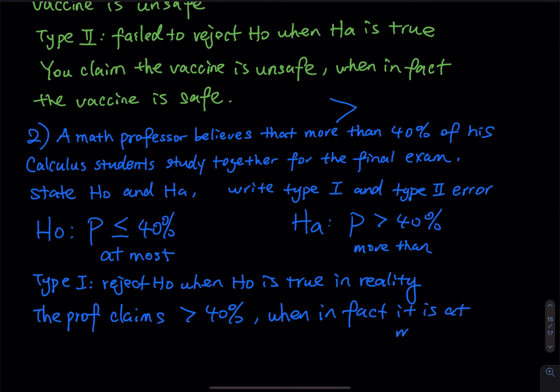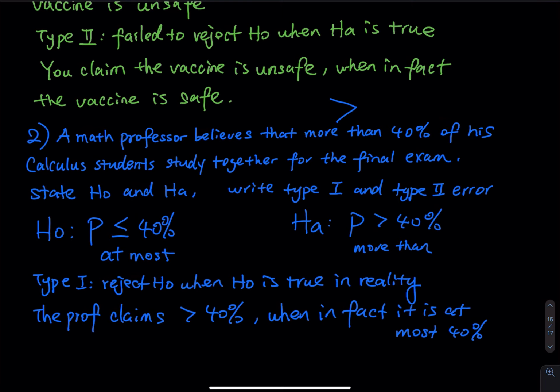most 40%. That means the less than or equal to. Why? You reject H0. So first of all, you reject H0. That means you take HA as a true statement. So that's why I start off with the greater than, because the greater than is in HA.